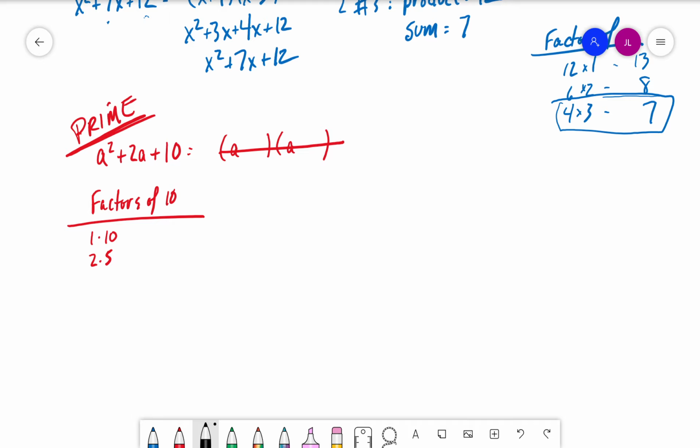I'm just going to pick up from the last video where I left off. We were just talking about the prime polynomial here, this a squared plus 2a plus 10, because we can't factor it with what we know right now. And I had one more problem I wanted to do in that last video, so we'll do that real quick.